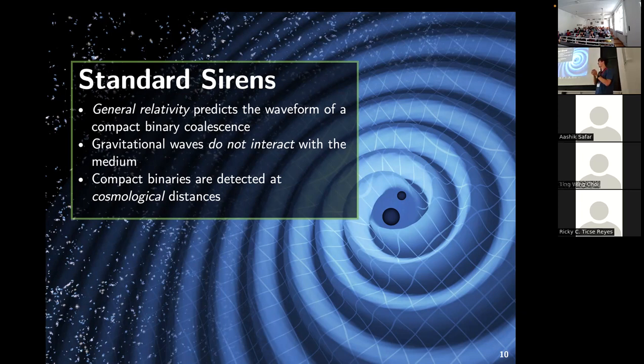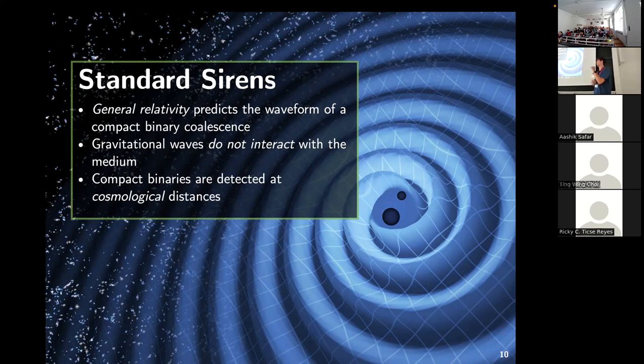And then what this means is that we have a template that we can use to look for signals. And this makes gravitational waves a standard siren, because then we know that, simplifying, the only thing that will change the amplitude of this template will be the distance. Moreover, gravitational waves interact very weakly, similar to neutrinos but even more weakly, in the sense that they can really traverse any structure in the universe. And that's very good when you want to reconstruct the conditions of the universe when this signal was emitted.